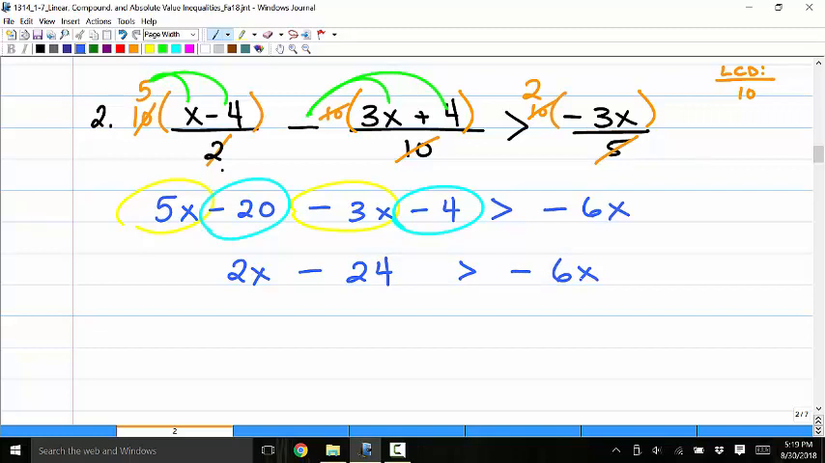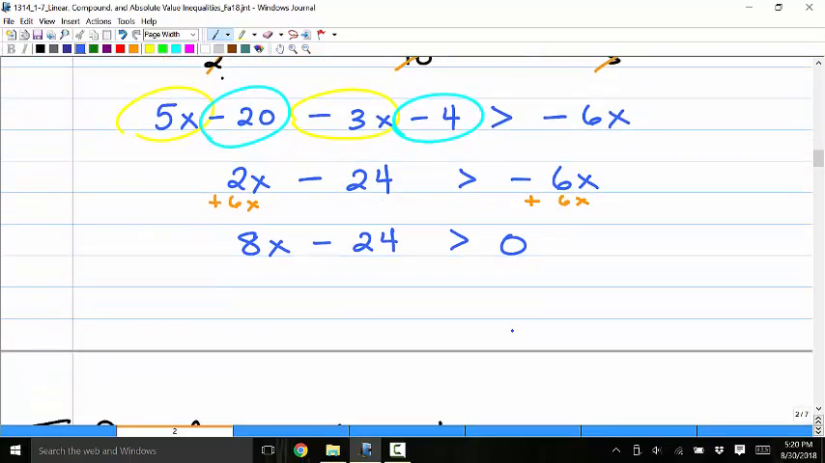If this were an equation, I would tell you to move the 2x to the right. But it's an inequality and we want to get our x's on the left. So I'm going to tell you to add 6x to both sides first. 2x plus 6x is 8x. Minus 24 greater than 0. Add 24 to both sides. And I get 8x greater than 24.